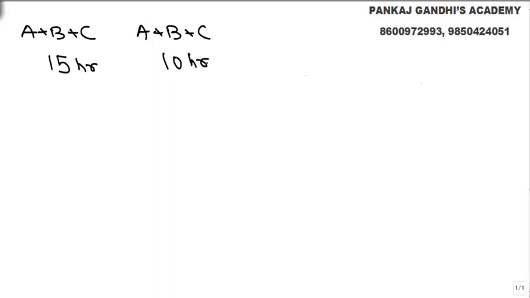And the question here is, three pipes A, B, C together can fill a tank in 15 hours. We opened all of them for 10 hours. So the tank will not be filled, they will need 5 more hours to fill it, but now C is closed and A and B fill the remaining tank in 8 hours.